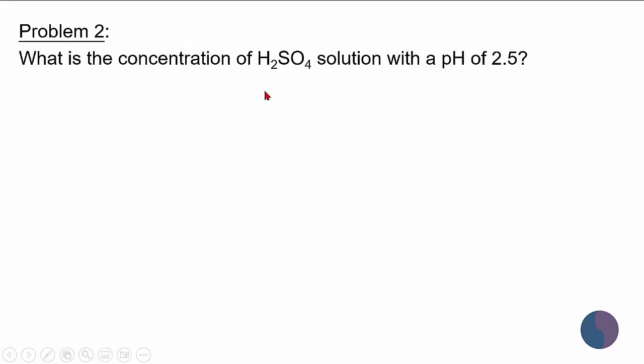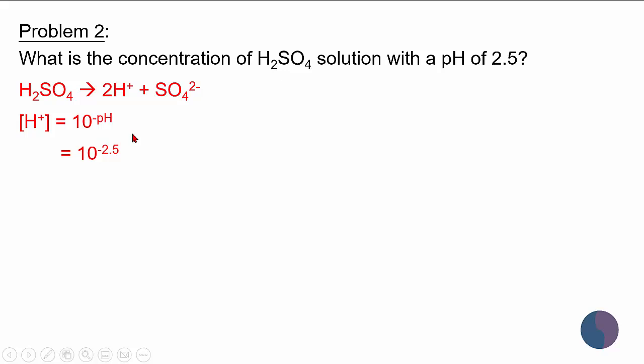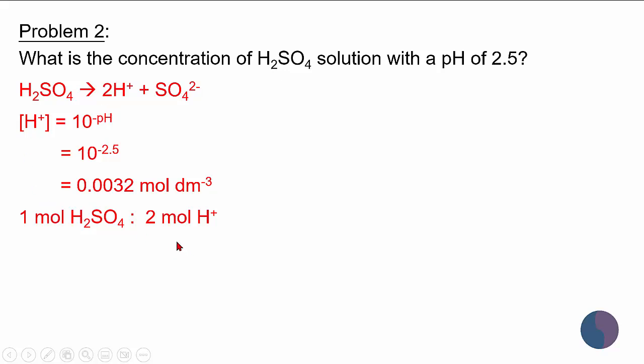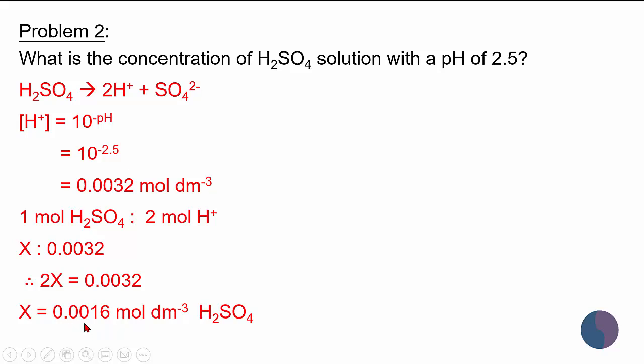This one's a little harder. What is the concentration of sulfuric acid if pH is 2.5? So you write the formula out. It's diprotic, so write the equation. Then write out the formula, substitute, and there you go. That's the number of moles of hydrogen ion, but the ratio is 1:2. So you write that out and do your cross multiplication. And so the final answer is 0.0016 moles per litre.